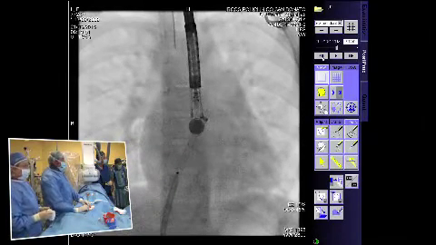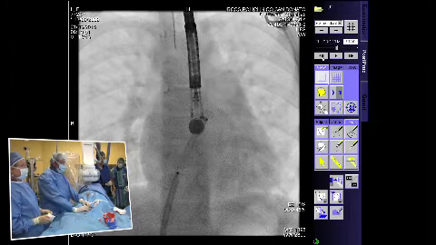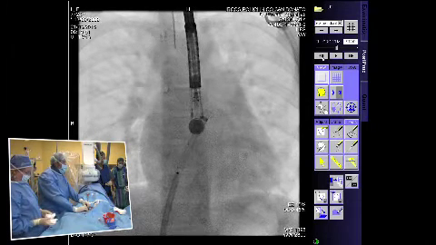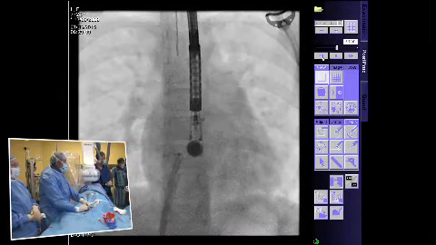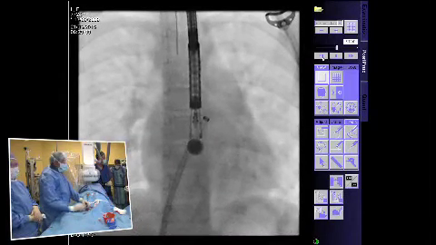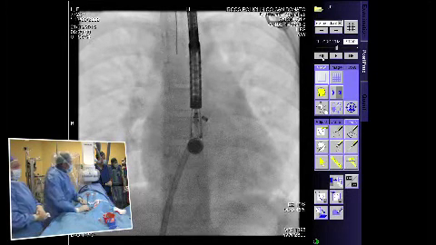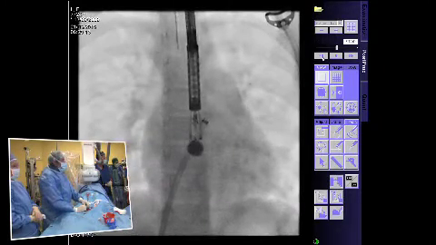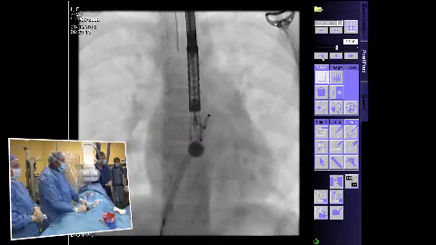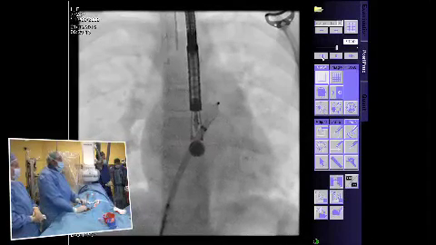Sometimes you may come across not having loaded the device firmly on the delivery cable. So just to make sure it's still attached, I'm advancing, withdrawing, and re-advancing. So now we are sure that the device is firmly attached to the delivery cable. Okay, so I'm going ahead, deploy the left disc.